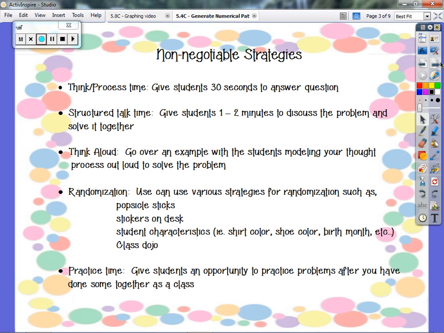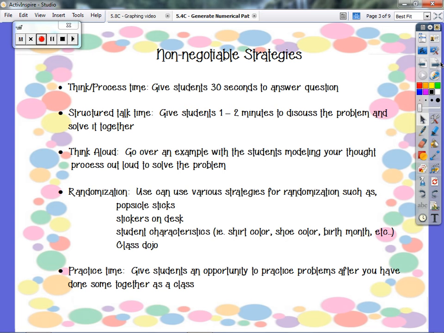Non-negotiable strategies. Think process time: you give students 30 seconds to answer a question. Structured talk time gives students 1 to 2 minutes to discuss the problem and solve it together. Think out loud: go over an example with the students, modeling your thought processes out loud to solve the problem. Randomization: you can use various strategies such as popsicle sticks, stickers on desks, student characteristics, Class Dojo, whatever randomization tools you have, use them. And then practice time. Give students an opportunity to practice problems after you have done some together as a class.